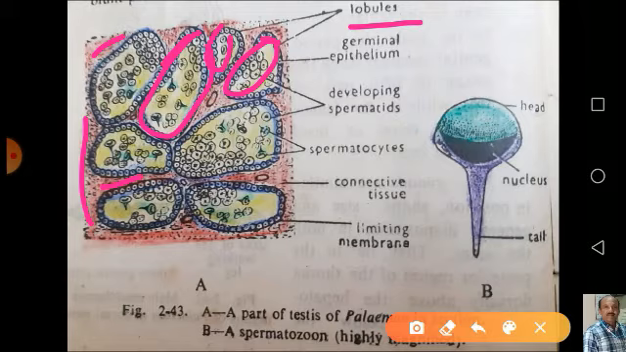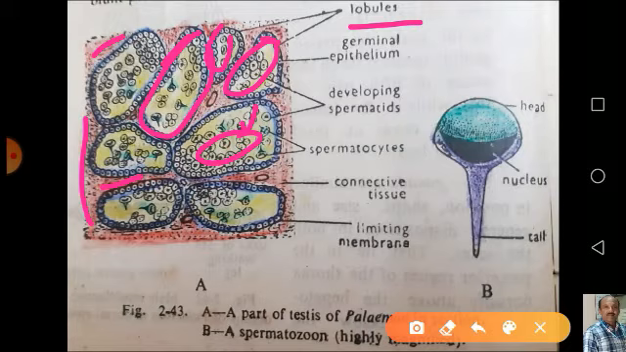The epithelial cells undergo spermatogenesis. That means some of the germinal epithelial cells detach from the layer and enter into the cavity, and they undergo spermatogenesis. After spermatogenesis they form the spermatozoa. So inside the cavity, they undergo spermatogenesis to form spermatozoa ultimately.